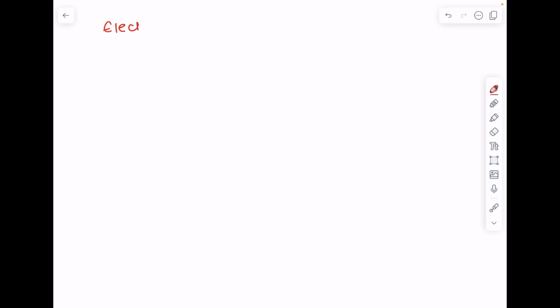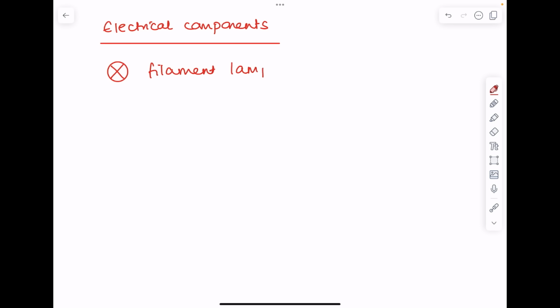Let's look at some key electrical components. So you need to be able to draw these and form your own circuits. Here is your filament lamp or bulb. You might want to dictate whether there's a current flowing by having a switch. If the switch is open, no current will flow because obviously you've got a break in the circuit. If the switch is closed, then the current can flow.